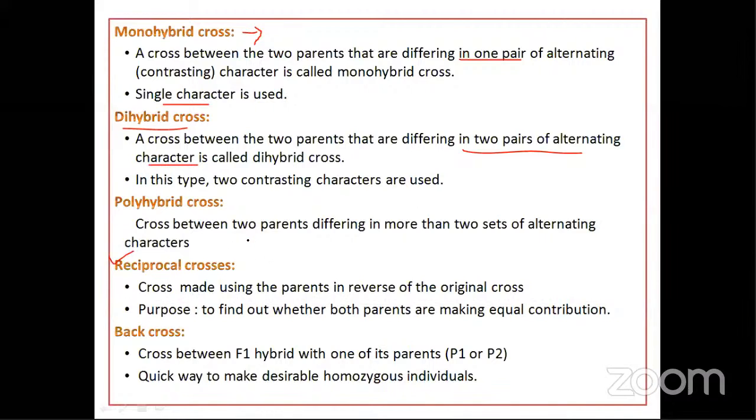So direct crosses means P1 and P2. In a direct cross, let's say there are two parents, P1 and P2. In the direct cross you consider P1 as female and P2 as male. In the reciprocal cross, you just alter the male and female types. P1 will be used as male and P2 will be used as female.